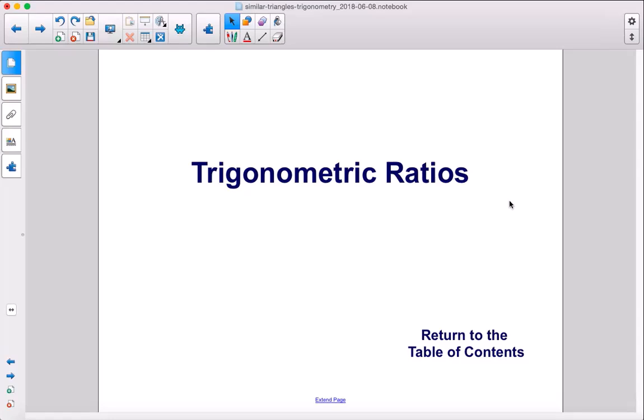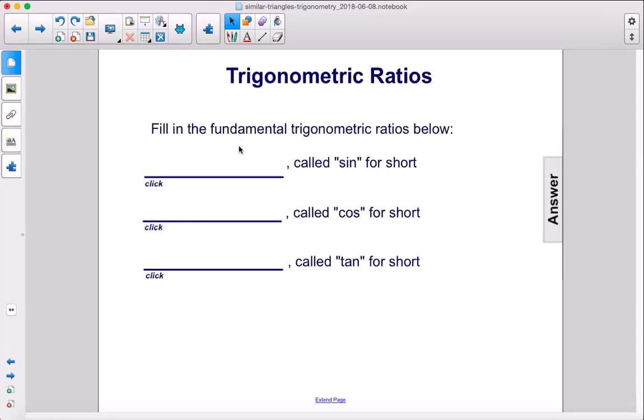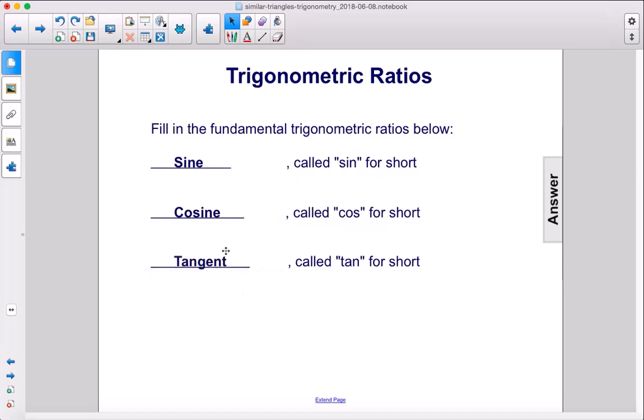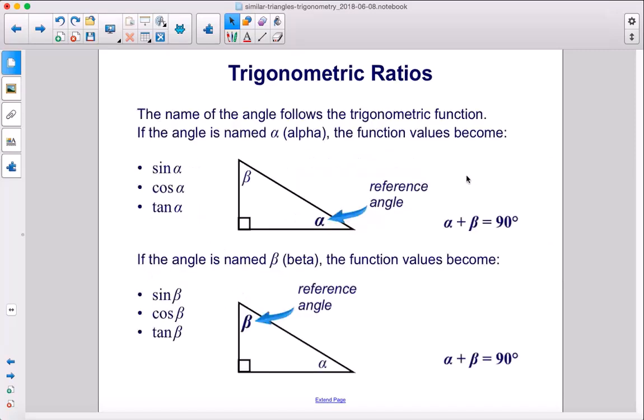Trigonometric ratios. Fill in the fundamental trigonometric ratios below. Sine, cosine, and tangent. The name of the angle follows the trigonometric function. If the angle is named alpha, the function values become sine alpha, cosine alpha, tan alpha. Alpha plus beta here equals 90 degrees.